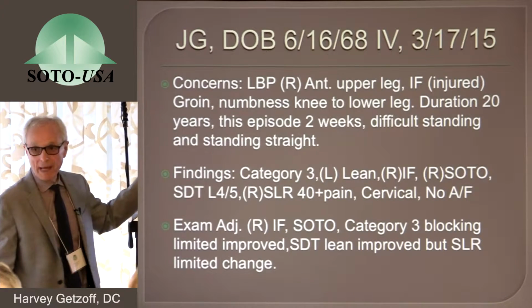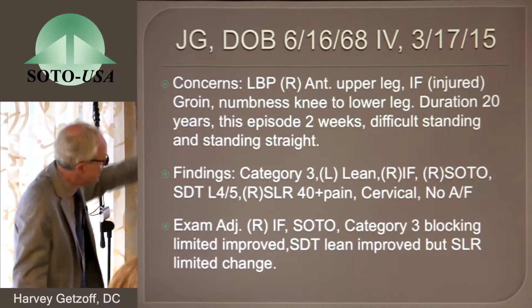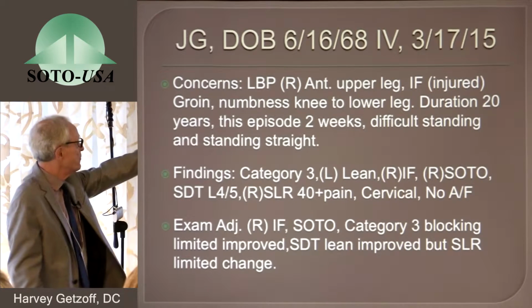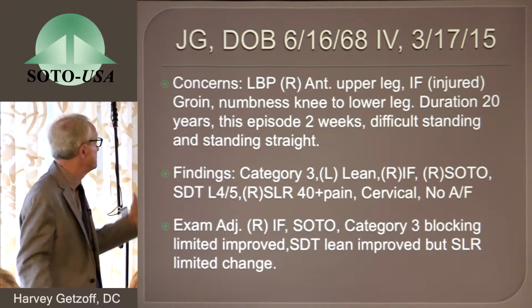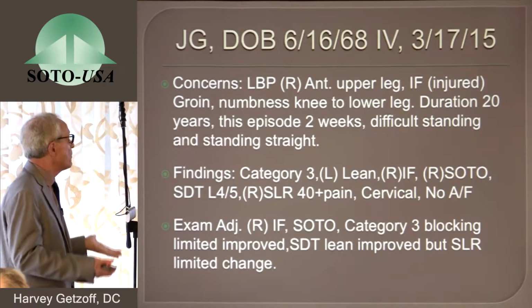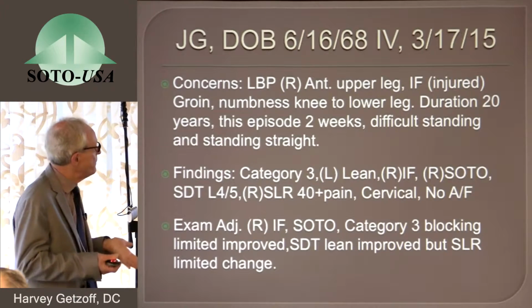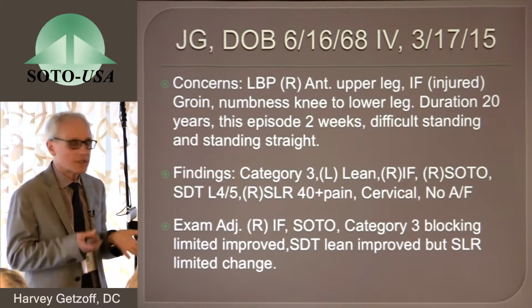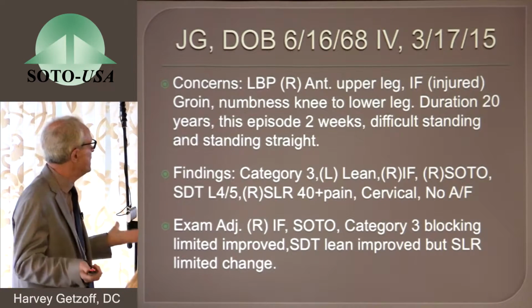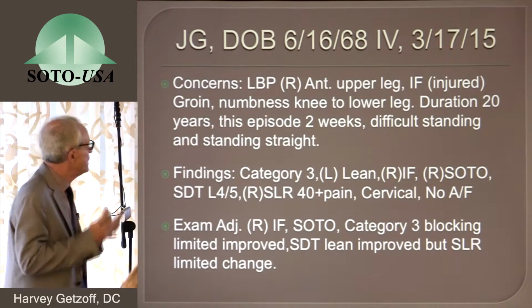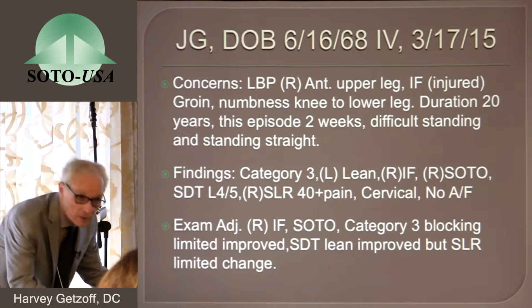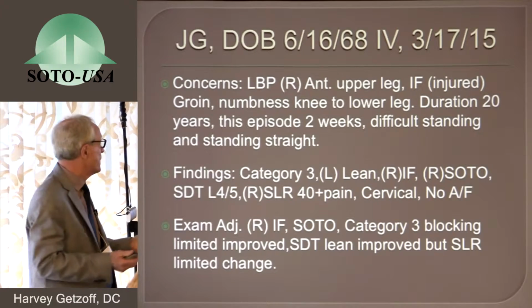Okay, here's a young man. He's something like 47, or he's going to be 47. That was his first visit just recently. Low back pain, right anterior upper leg pain. He had one time injured his groin severely. Numbness knee to lower leg, duration 20 years, this episode 2 weeks. Difficulty standing straight. If he held on to a table, he couldn't straighten up.